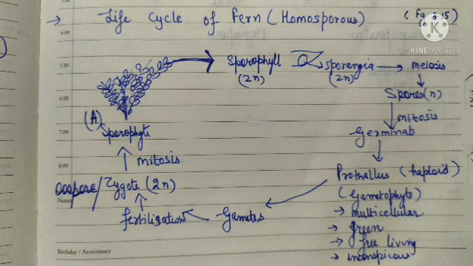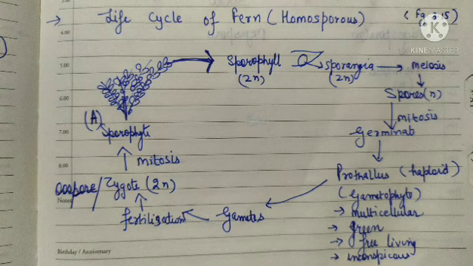Now this gametophyte will form gametes. The antheridium will form the sperms and the archegonium will form the egg. Now the egg and sperm will fuse and form the oospore, which is a zygote, and this is diploid. This zygote will undergo mitosis division and form a multicellular sporophyte. So this is the life cycle of fern, a homosporous pteridophyte.